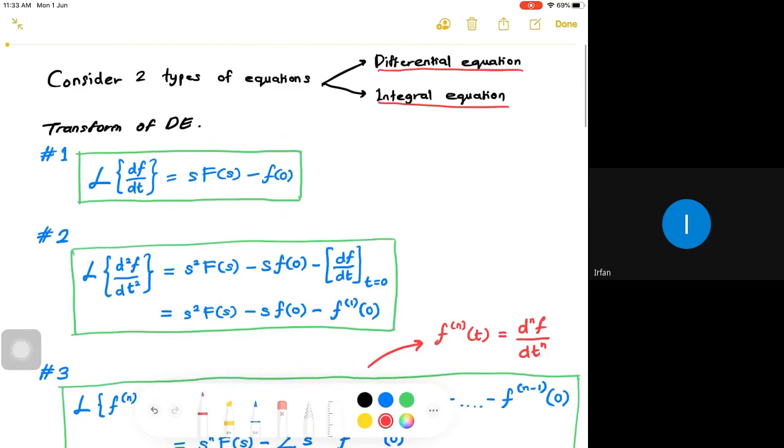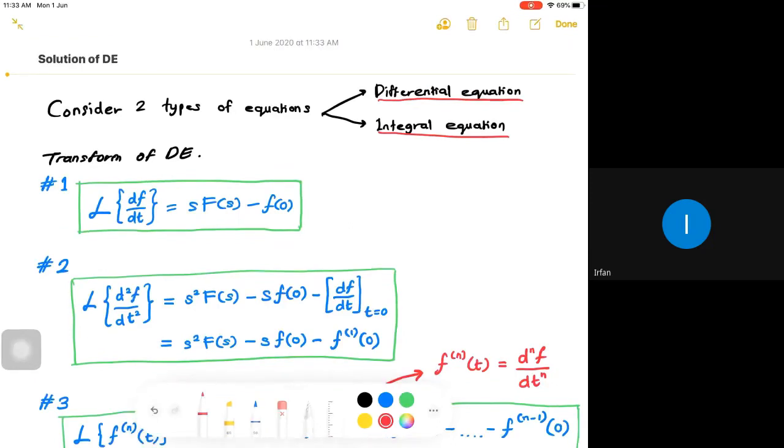So the first one, the simplest one. We know the function f(t). Now we want to transform the first derivative of function f. Before that we need to know the transform of f(t), which is F(s). And then, if we want to transform the derivative of function f, this is the formula. The answer is s times F(s) minus function f at time zero. Okay? So that is the formula.